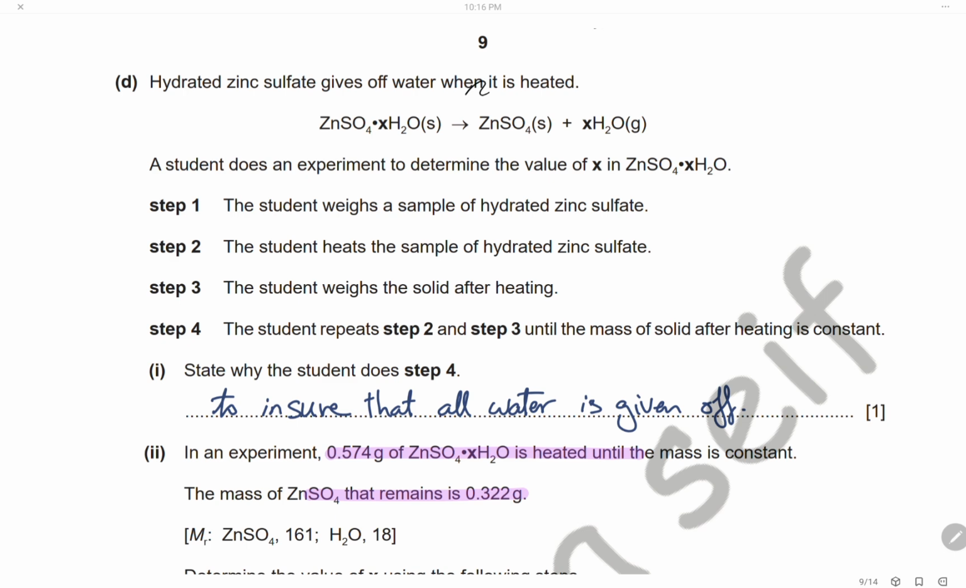Hydrated zinc sulfate gives off water when it is heated. Here we have the formula of the hydrated zinc sulfate. It is heated to give anhydrous zinc sulfate plus water. A student does an experiment to determine the value of X in the hydrated crystal.